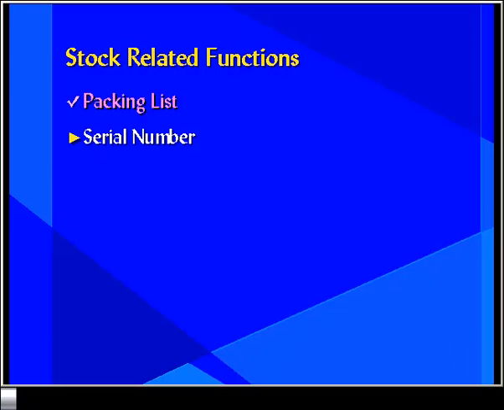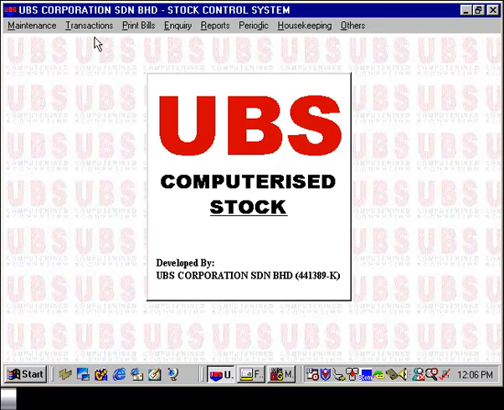Next, we'll look at how you can use UBS stock control system to capture the serial number against your stock item. UBS stock control also gives you the option to record the serial number of the item that you are buying or selling. This is specifically the case where the item has a serial number assigned to it by the manufacturer, and you want to be able to capture the serial number so that you know what serial numbers are available and what serial numbers are not.